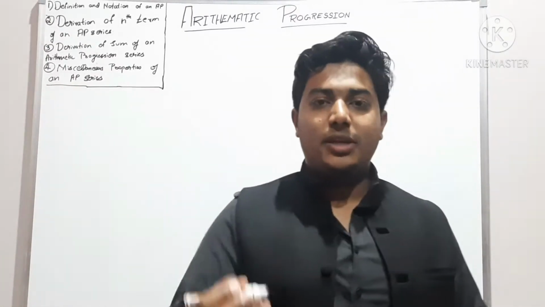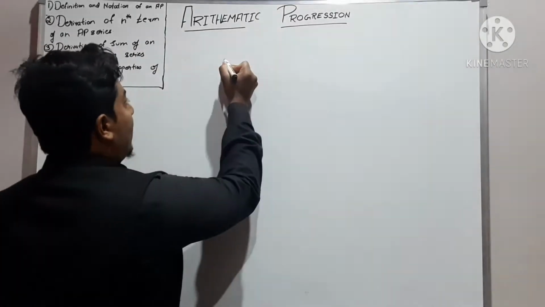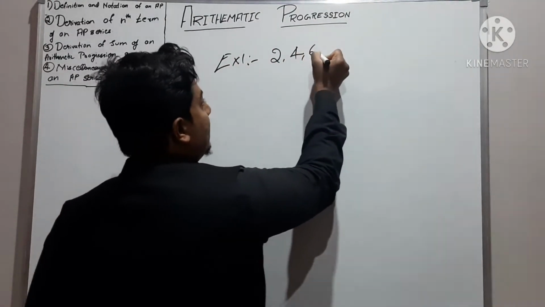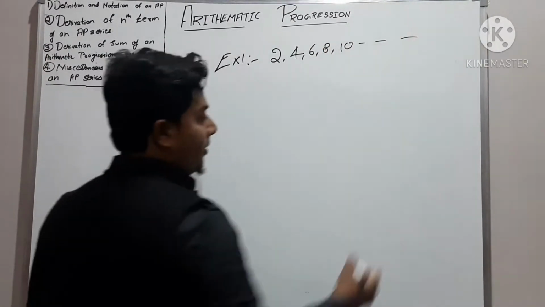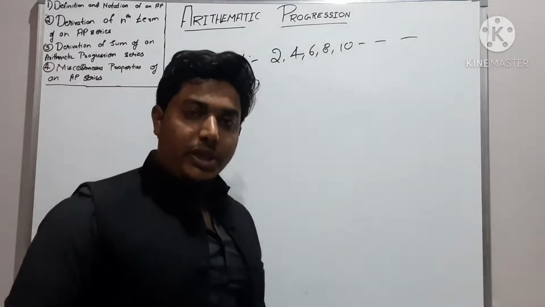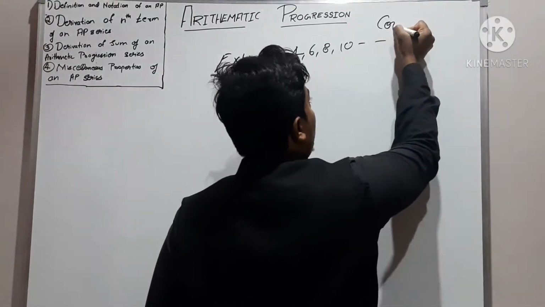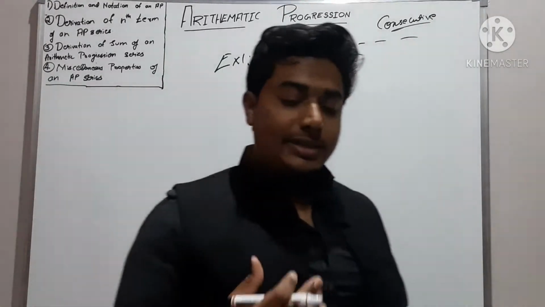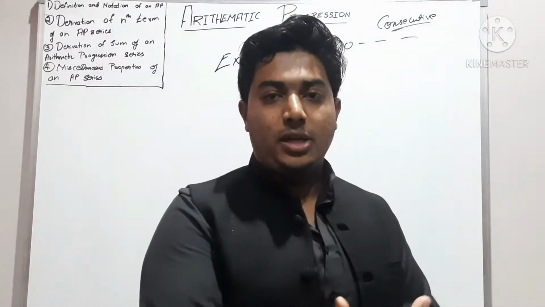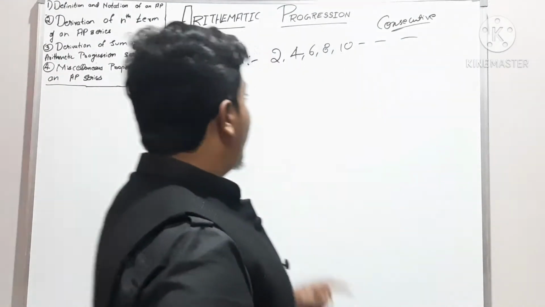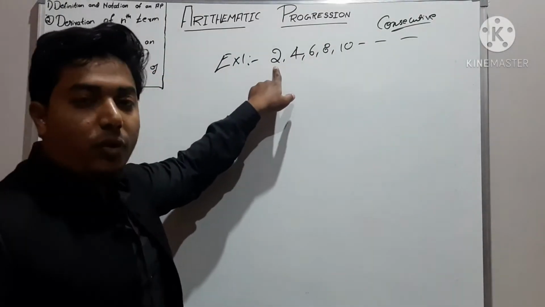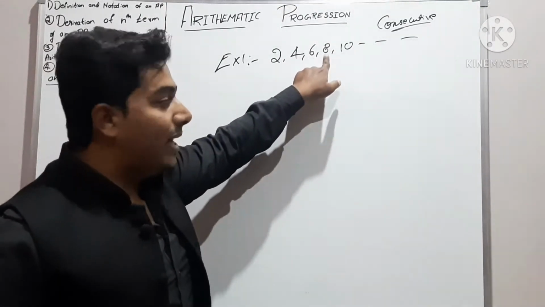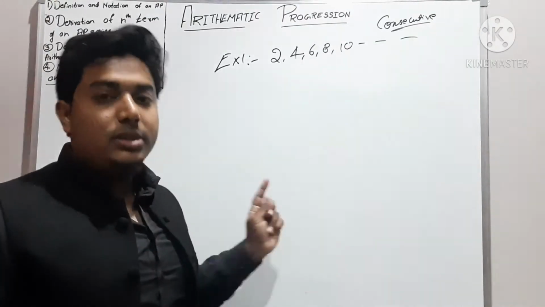To understand the definition, let us consider this example. Example 1, we will consider the series 2, 4, 6, 8, 10, and so on. In the definition of arithmetic progression series, we use the term consecutive. Consecutive means numbers coming next to each other without any gap between them. So if you consider this series, the consecutive number for 2 is 4, for 4 is 6, for 6 is 8, for 8 is 10, and so on.